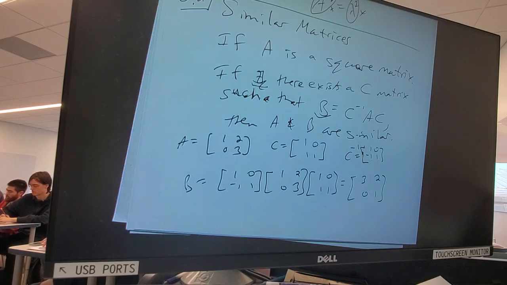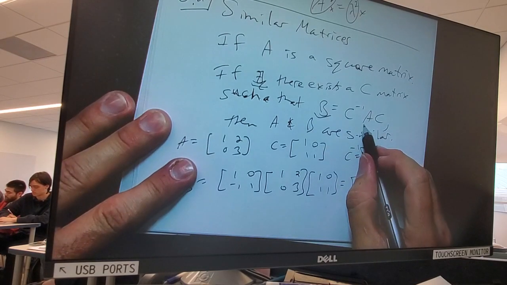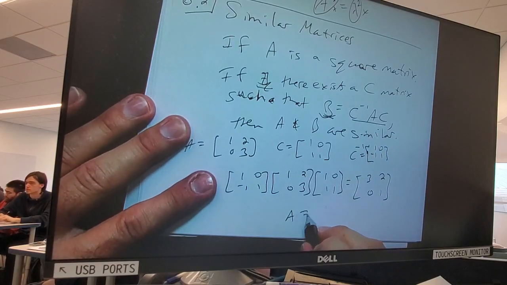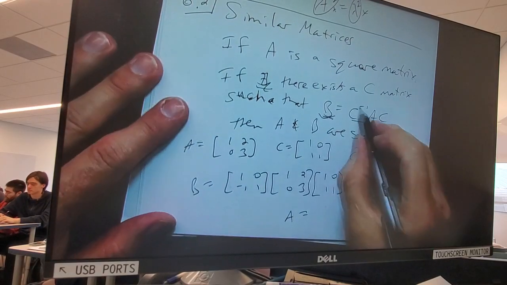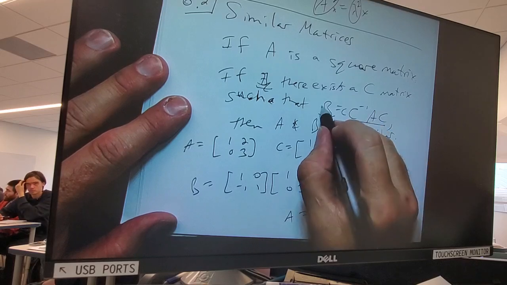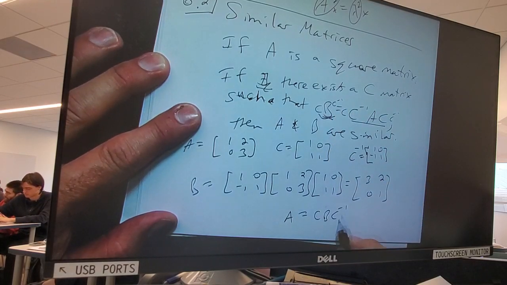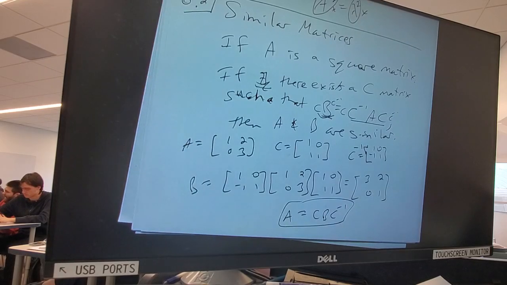Can you write an expression for what A is? I wrote what B is in terms of A. What's A in terms of B? Here's B in terms of A. What's A in terms of B? C inverse. Yes, because you have to multiply both sides on this side by C and on this side by C inverse. So you get C, B, C inverse. Cool. Just a little side note.